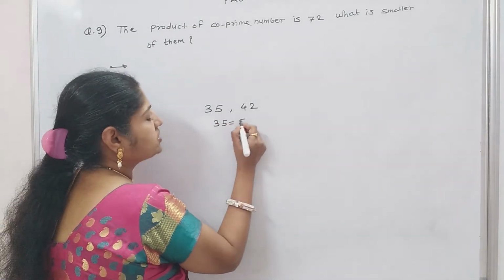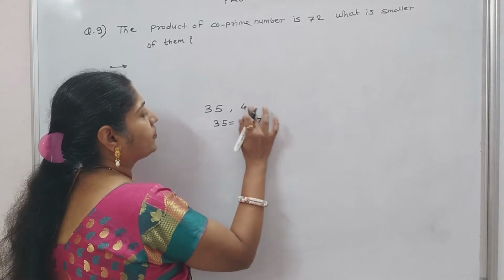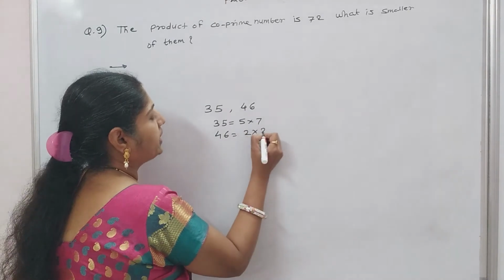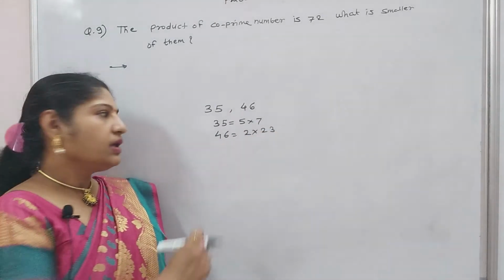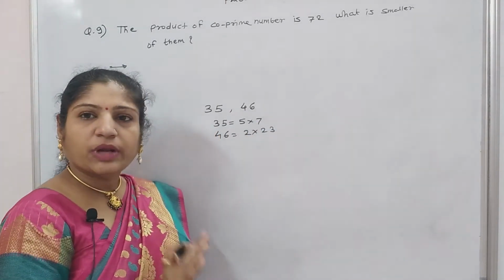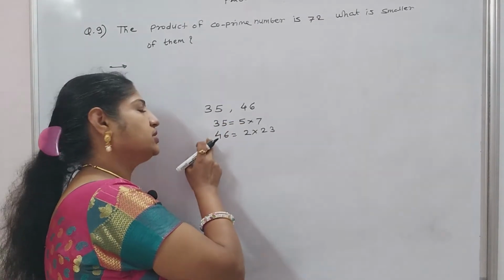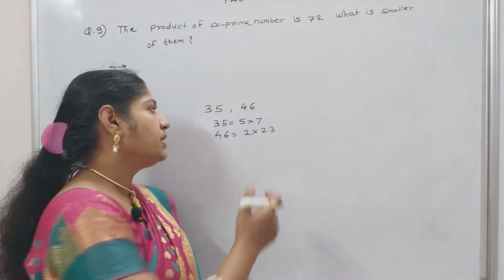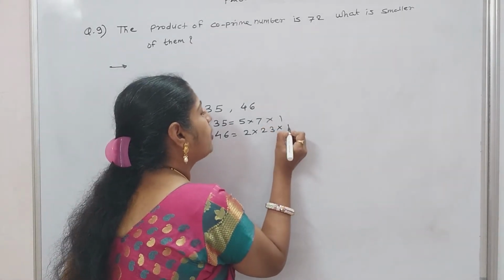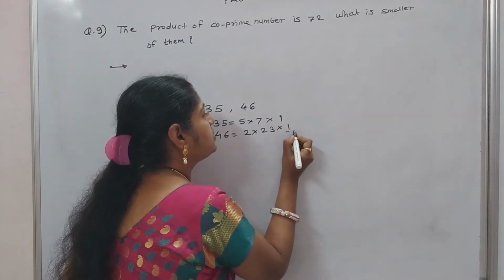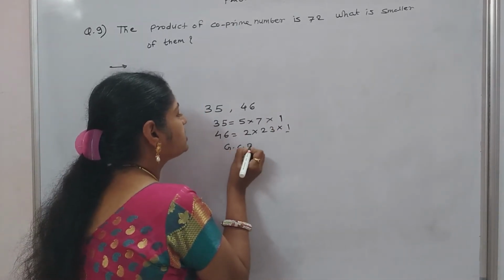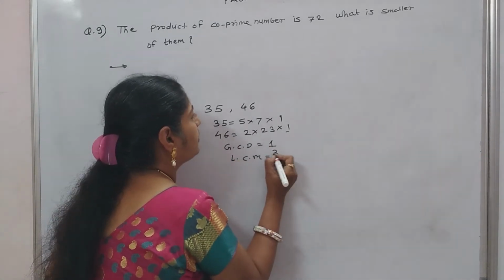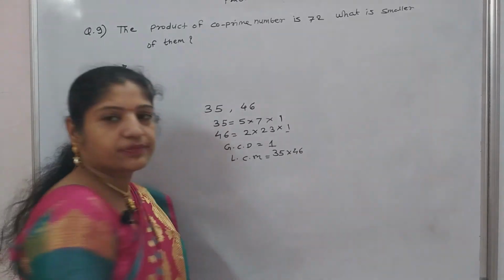Factor of 35 is 5 into 7, and factor of 46 is 2 into 23. These two numbers are not prime numbers but they are prime to each other, that is, they are co-prime. They don't have any common factor other than 1. So GCD of these numbers is 1 and LCM is equal to the product of the numbers, 35 into 46.